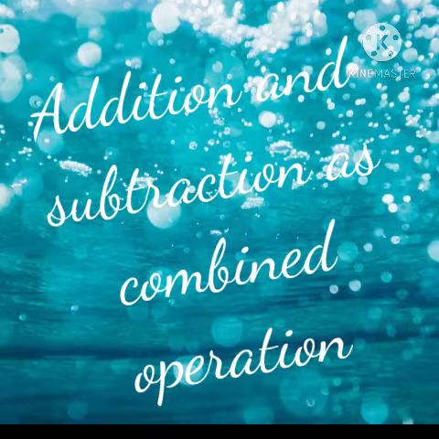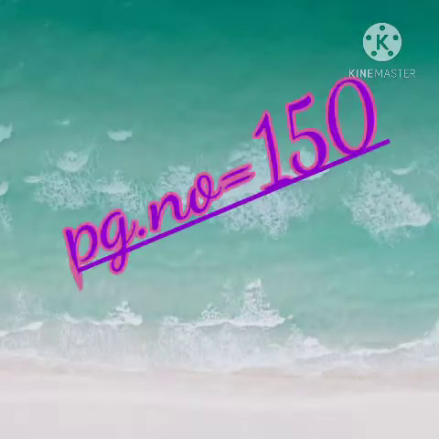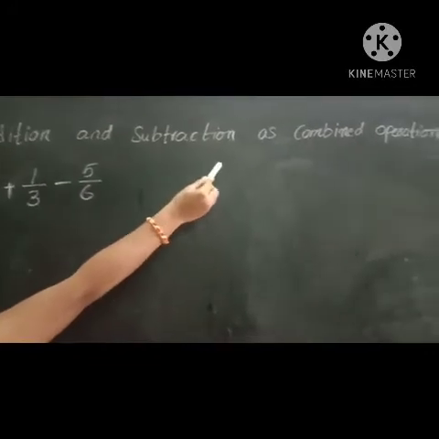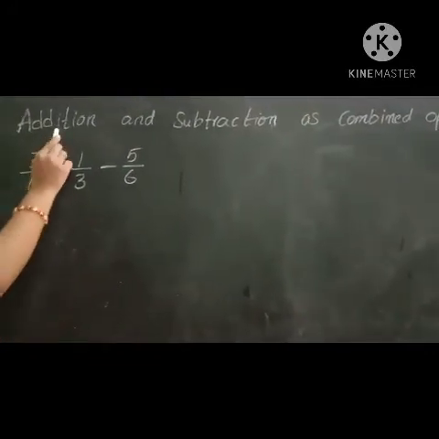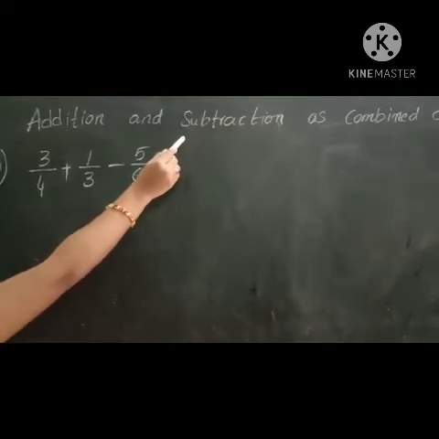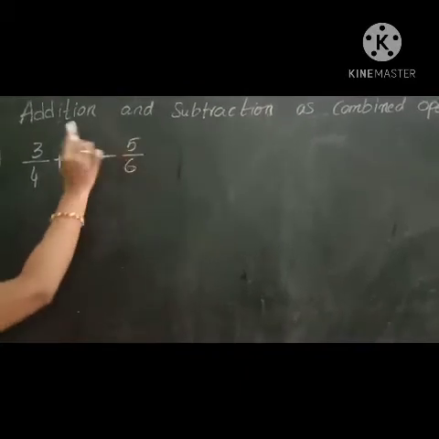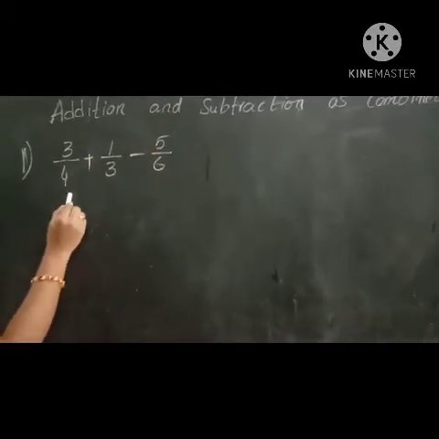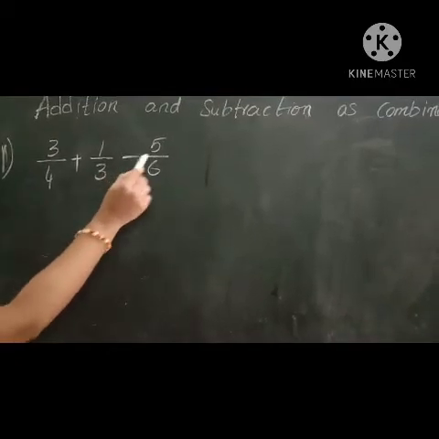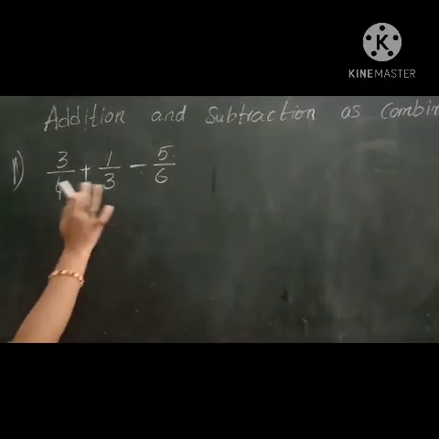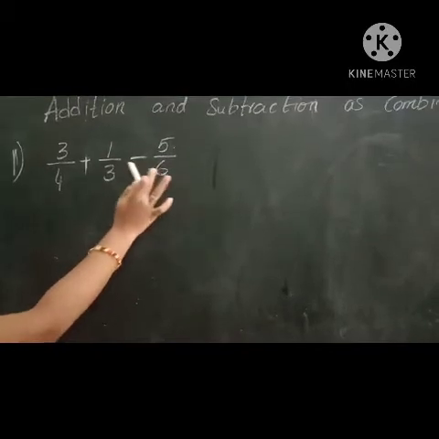Today, we are going to discuss addition and subtraction as a combined operation. Here, we have to do addition and subtraction. In your textbook, page number 150, addition and subtraction as a combined operation. We discussed addition and we also discussed subtraction. Now we are going to discuss the combination of these two. See here, 3 by 4 plus 1 by 3 minus 5 by 6. Here we have to add these two numbers and then subtract the other.